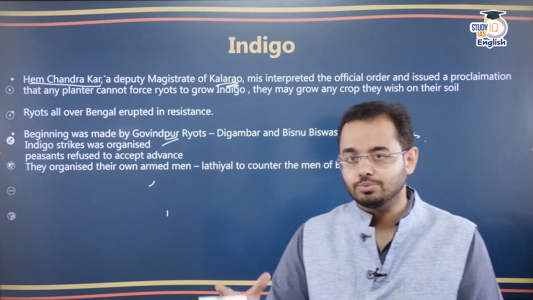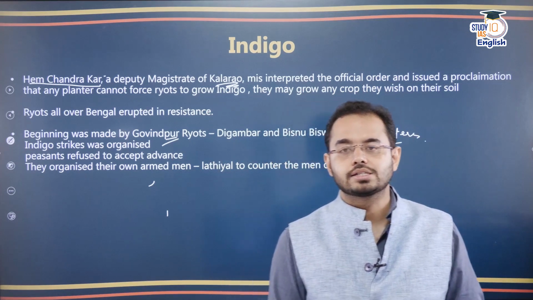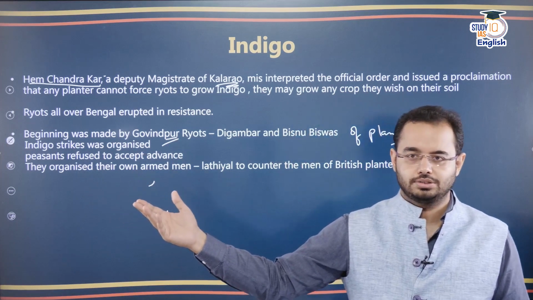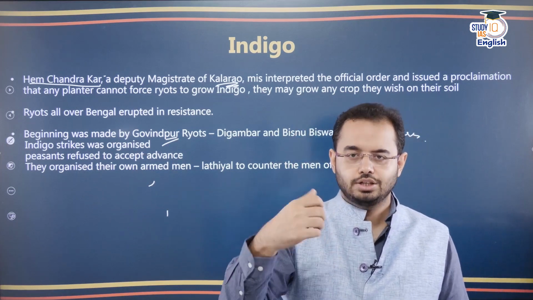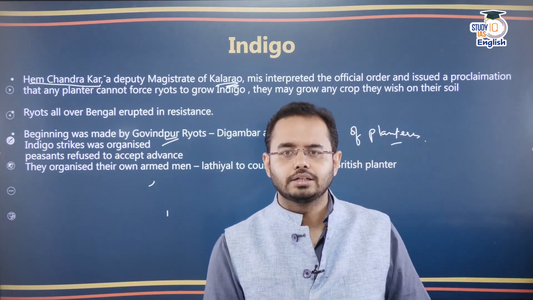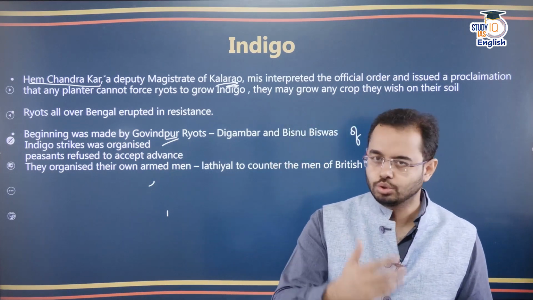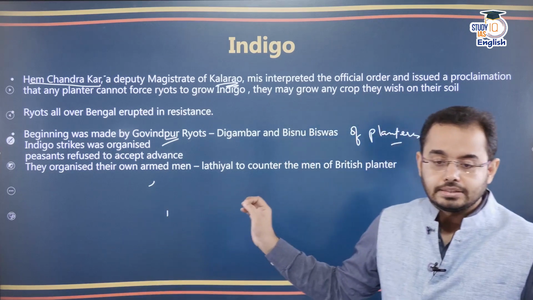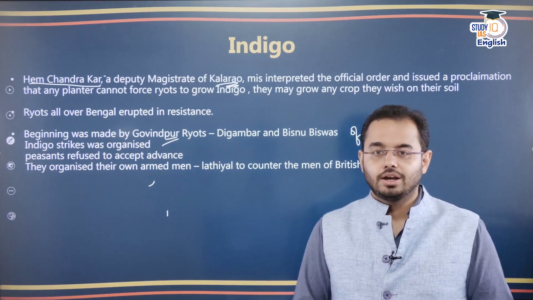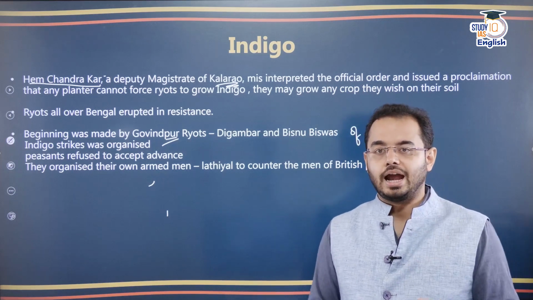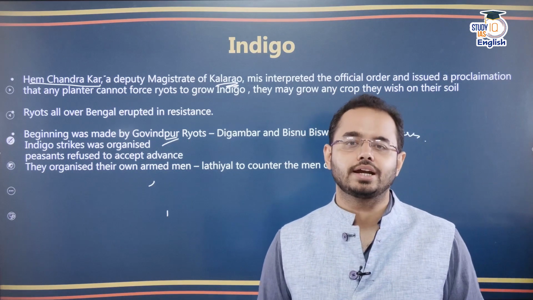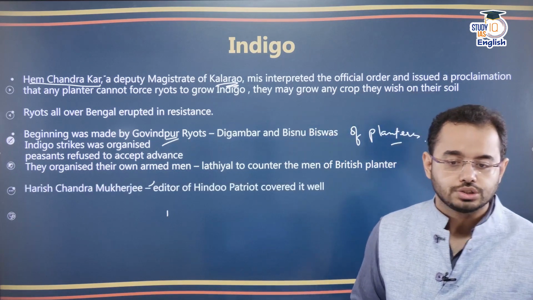Now, the next step was, when they refused to take advances, they were visited by armed goons from those planters, right? They were visited by lathiyals, those who forcibly manhandled you, physically harmed you, right? Those kinds of people. And to counter them, even the peasants had their own lathiyals. So there was a growing armed resistance in the countryside of Bengal. It was fascinating to watch that.